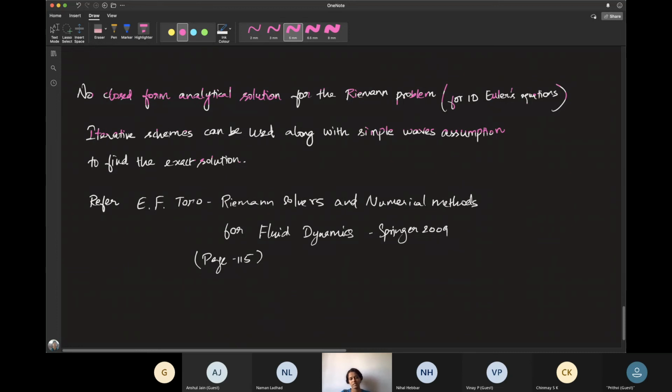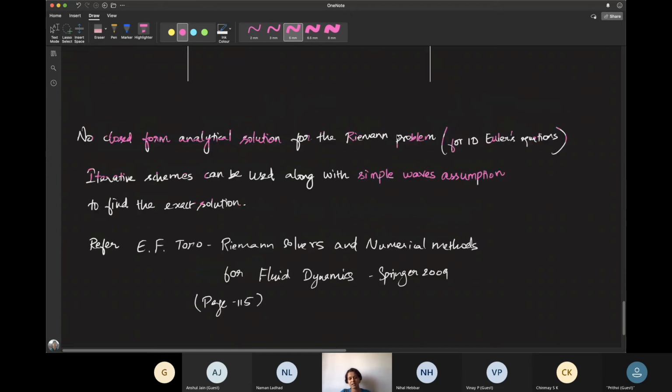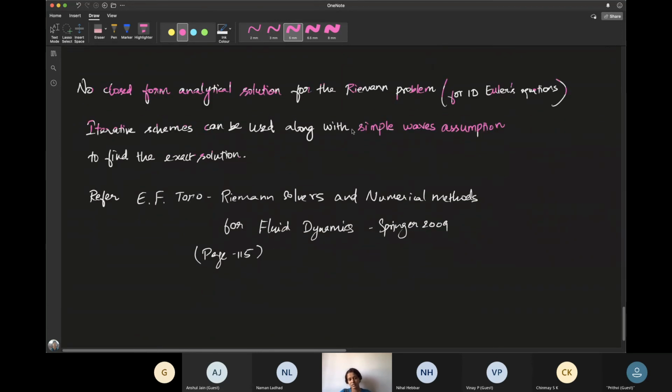So for this itself, we need iterative schemes and the simple waves assumption. This is a crucial assumption, right? That the waves are not overlapping or interacting with each other, but they may overlap. So this also is an assumption. With this assumption, we can find the exact solution.